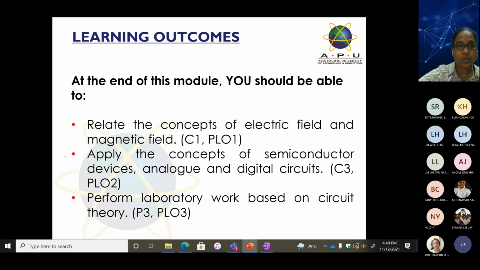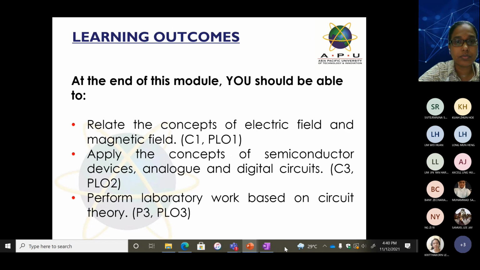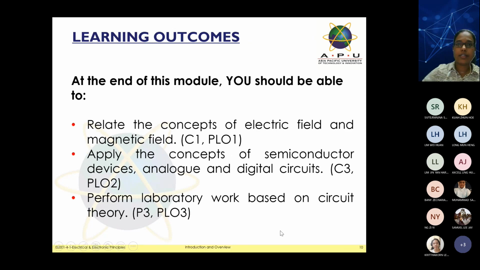Okay, let's go with the next one. It's the learning outcomes. When they say learning outcome, these are the things that you need to fulfill once you have completed the EEP. The first one is related to the concept of the electrical field and magnetic field, so most of it relates to your theory part. How does it work? All right, so that's what we call the first learning outcome.